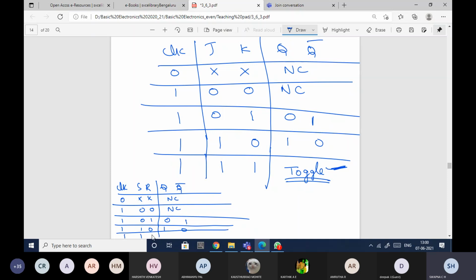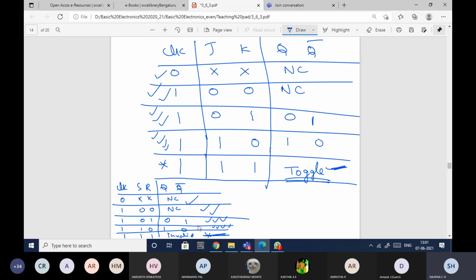Clock is 1, S value is 1, R value is 1, it is an invalid state. So the truth table will remain the same. Just check all the cases. This case and this case will match. This case and this case will match. This case and this case will match. This case and this case will match. Only this and this will not match, right? Yes or no? Whatever drawback I had in the SR flip-flop, I have eliminated in the JK flip-flop.